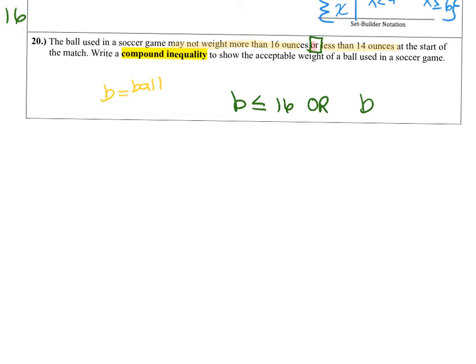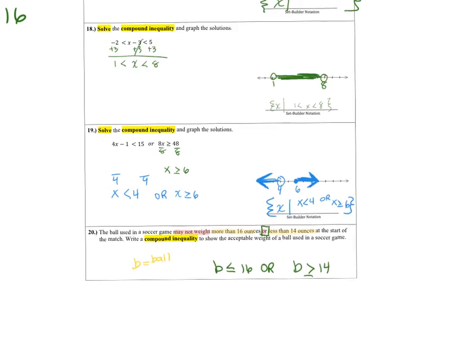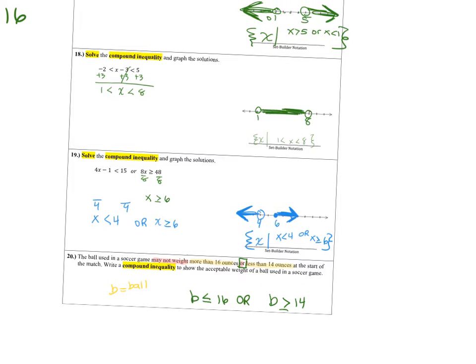You may not. Oh, you have to be higher. That means you have to be greater than 14, and in reality, it's really greater than or equal to 14. Because if you're not allowed to weigh less than 14, it means you're allowed to be 14 or anything more. And that's the compound inequality. You notice that there's no set builder notation in this. It was just translating the real world problem into a compound inequality.